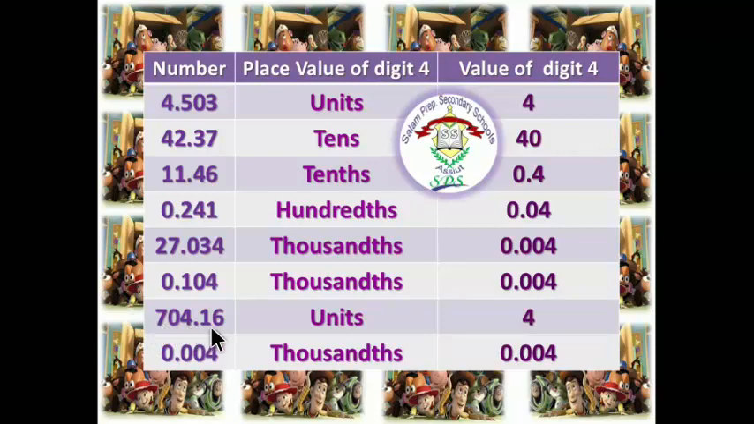The next number is 704 and 16 hundredths. 4 in units place, and its value 4. The last number, 4 thousandths. 4 in decimal part. In the thousandths place value, and its value 4 thousandths, 0.004. 3.004.